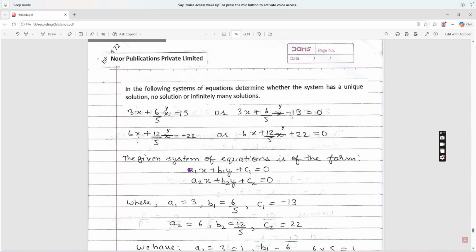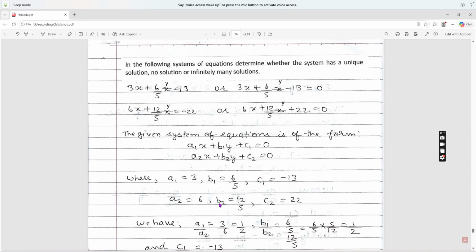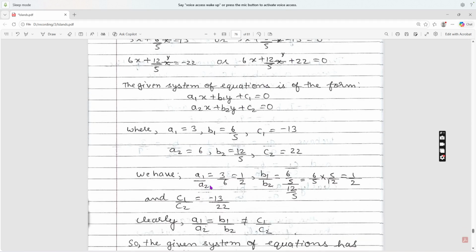Now we are going to compare this a1x plus b1y plus c1 is equal to 0, a2x plus b2y plus c2 is equal to 0. So a1 here is plus 3, a2 here is plus 6, b1 here is 6 by 5, and b2 here is 12 by 5, c1 is minus 13, c2 is equal to plus 22. This is what we have to mention here. Now we are going to see their respective ratios.